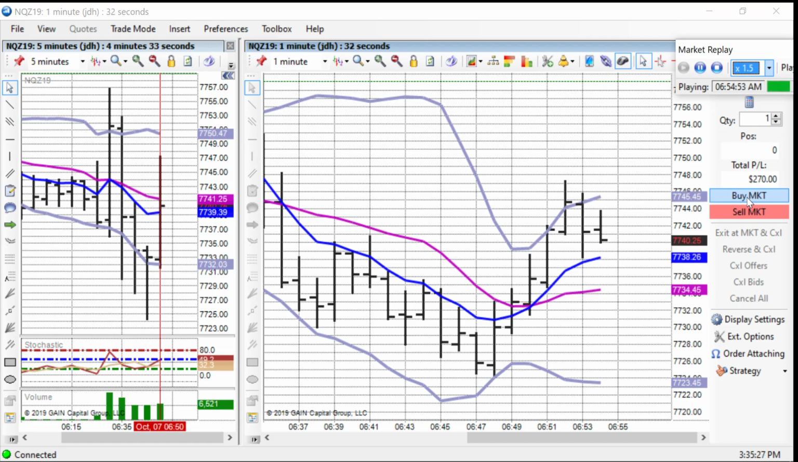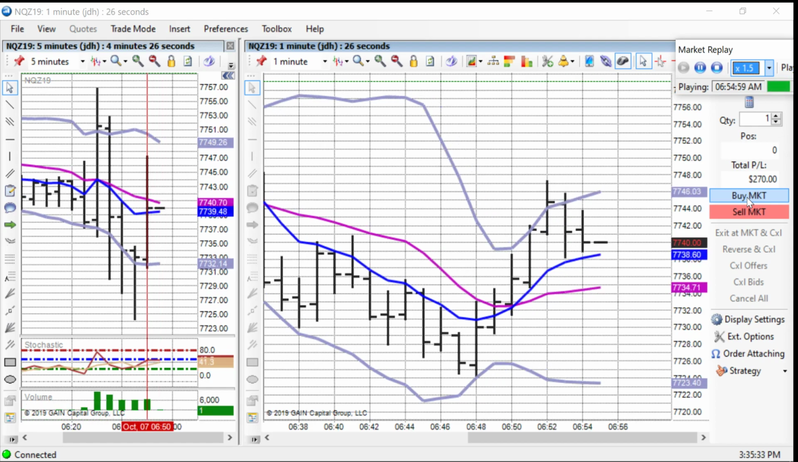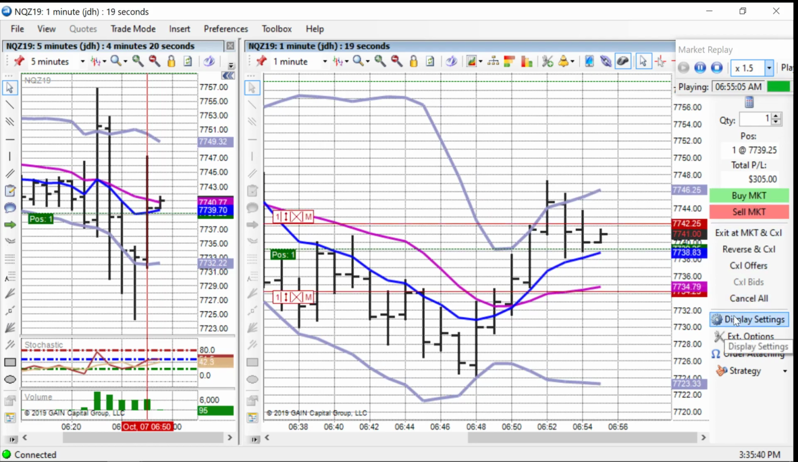And I don't want to buy it as it's moving down against my trade direction here. Almost bought right there. There we go. It's kind of an impulse with my finger there.